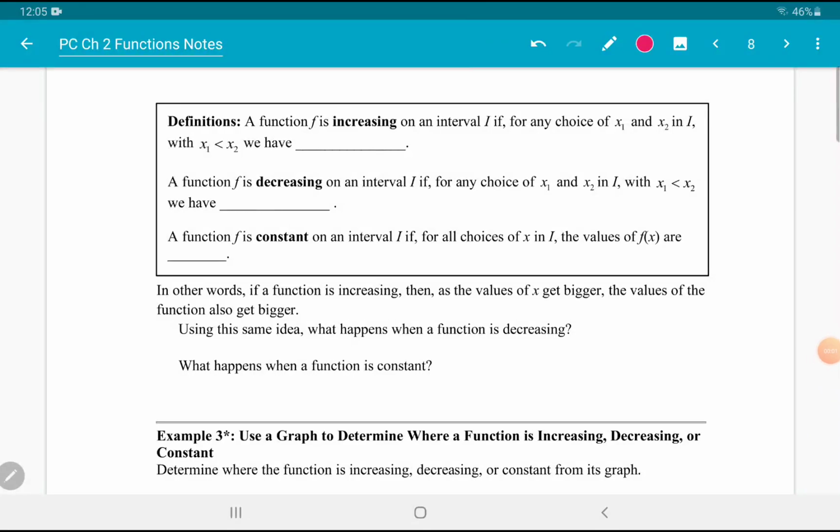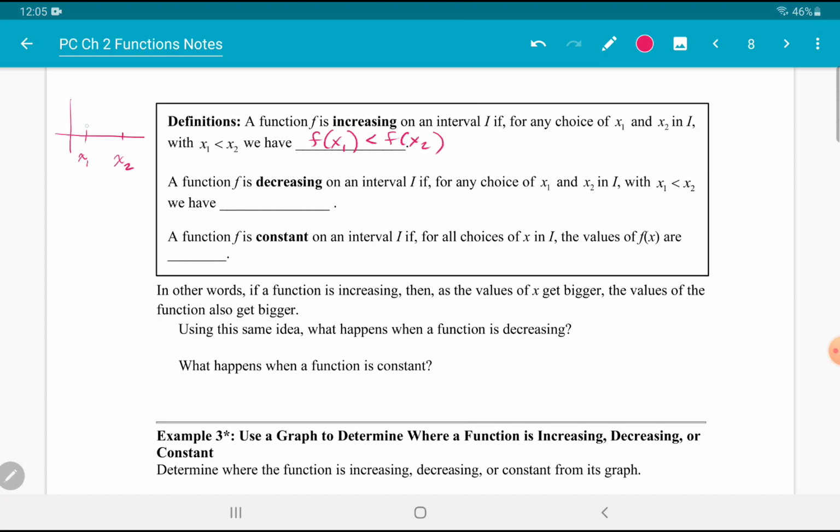What makes a function increase or decrease? Let's take a look at the definitions. A function f is increasing on an interval I if for any choice you have 2 points, x1 and x2, where x1 is smaller than x2, so let's call this x1 and let's call this x2. We have such that f of x1 is less than f of x2.